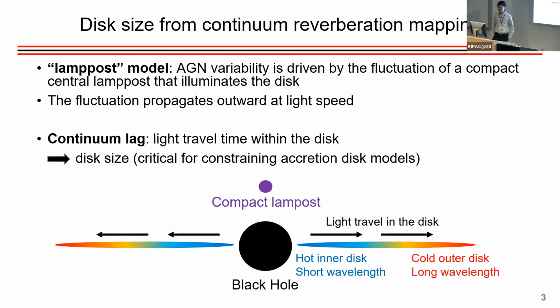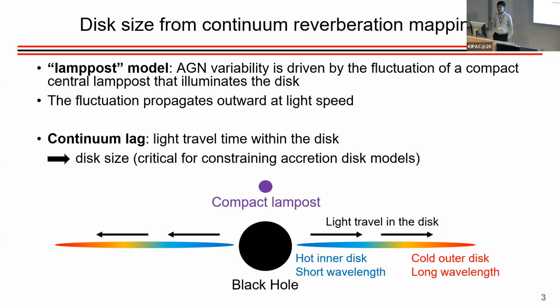So the accretion disk in the active galactic nuclei is generally too small to be safely resolved. So one of the major methods to study the accretion disk is through the time domain. The continuum emission from the accretion disk generally has strong time variability. So conventionally, this variability is explained by a lamppost model, where the variability is driven by the fluctuation of a compact central lamppost, as is illustrated in this cartoon.